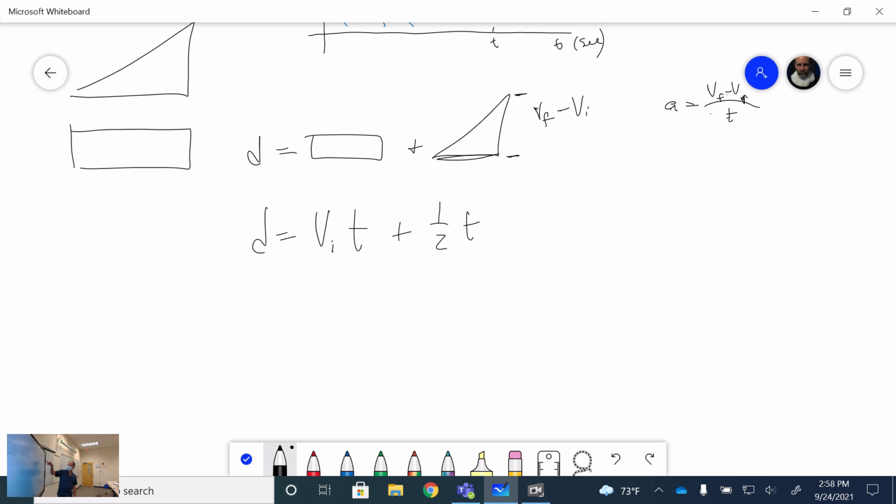So instead of Vf, we go, oh, that's at. So right here, I'm going to go at. What is 1/2 times t times a times t? 1/2 a t squared. D equals V initial times time plus 1/2 a t squared.